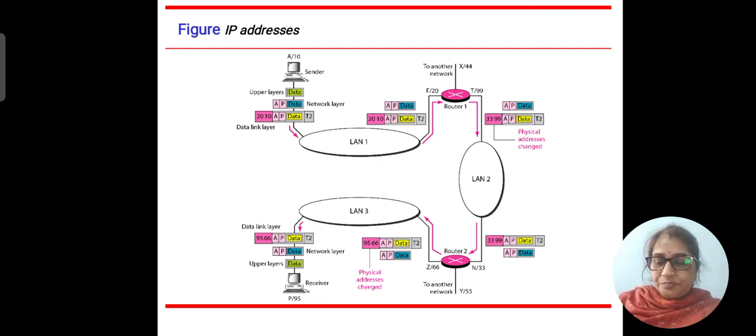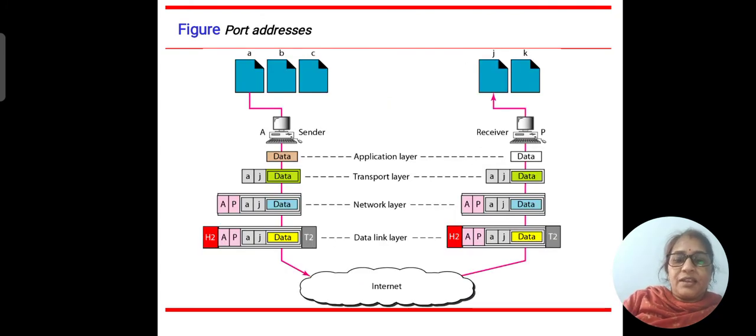The router consults a routing table and ARP to find the physical destination address of the next hop, that is router 2. The source physical address changes from 10 to 99. This is nothing but the work which is done by the IP address. Next, let's see the port addresses. So in the next slide we have the port addresses.